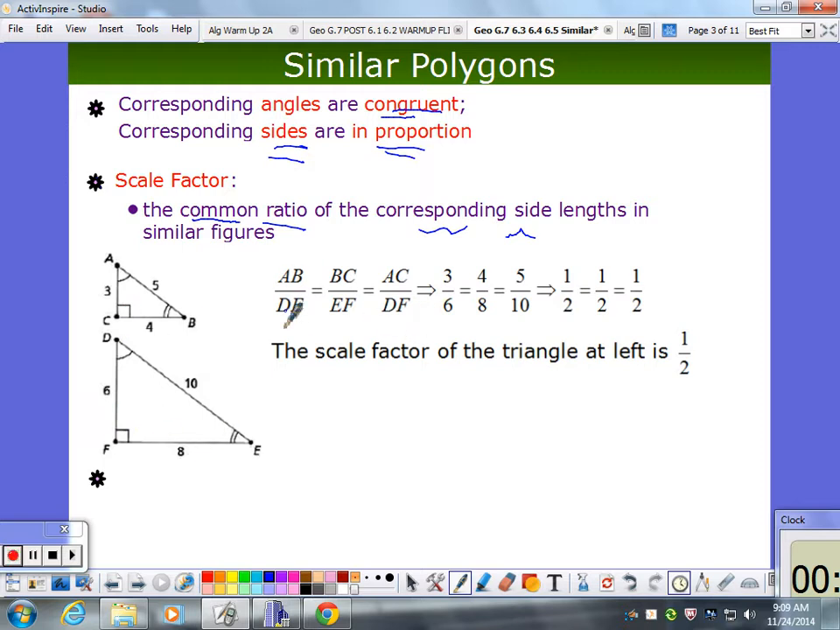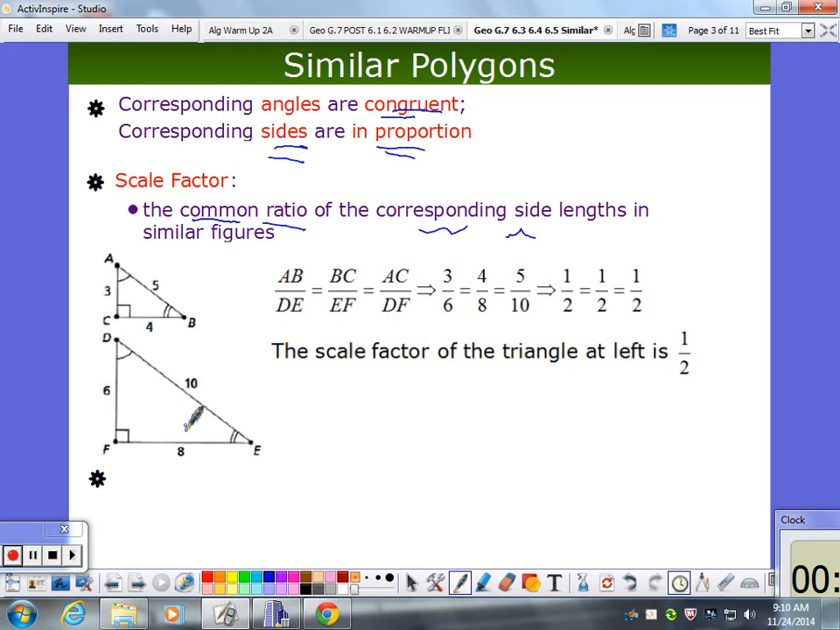Let's make sure we see that. AB to DE is 5 over 10. AC to DF is 3 over 6. And BC to EF is 4 over 8. They all equal a half. So when you have that situation where all the sides have the same scale factor, in this case a half, then you have similar triangles. All the angles are congruent and all the sides are in proportion.